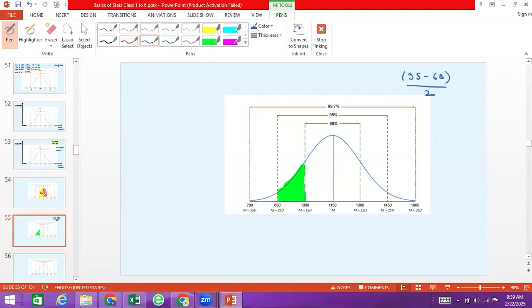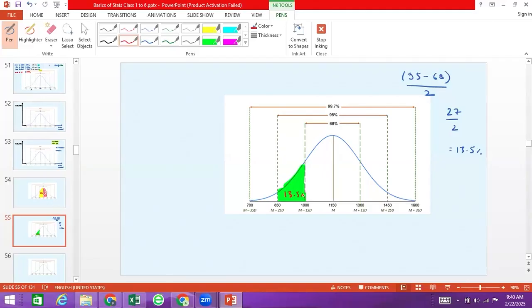So how much will it be? 95 minus 68 is 27, and 27 divided by 2 is nothing but 13.5%. So this shaded region is 13.5%. Is it clear to everyone why it is 13.5?